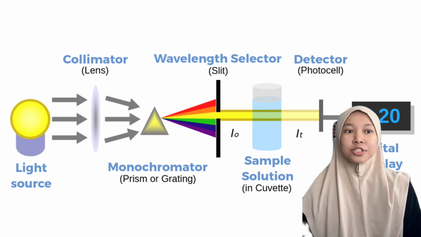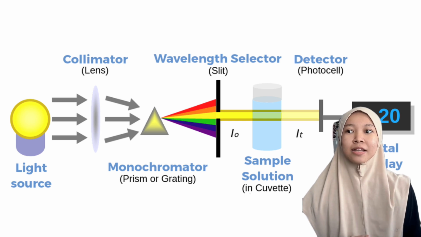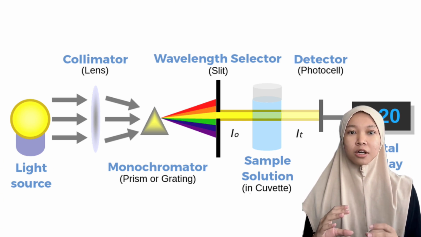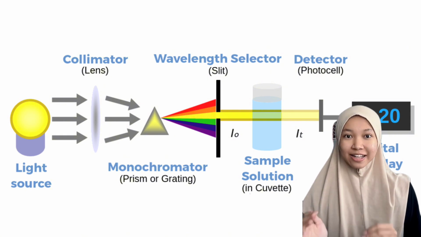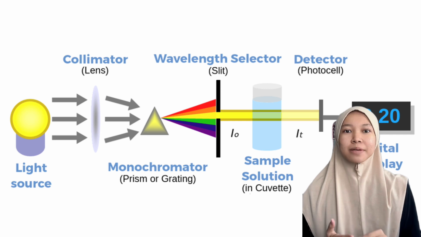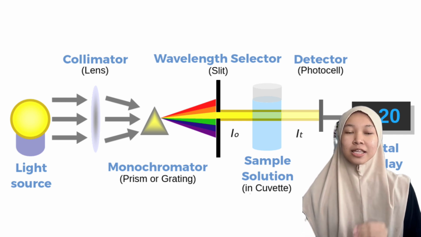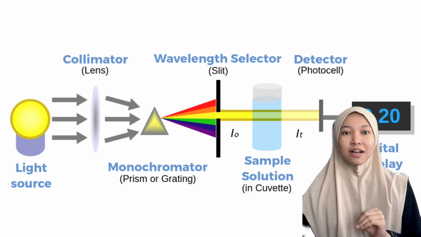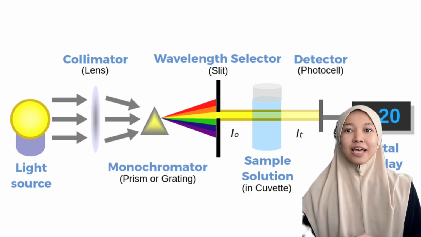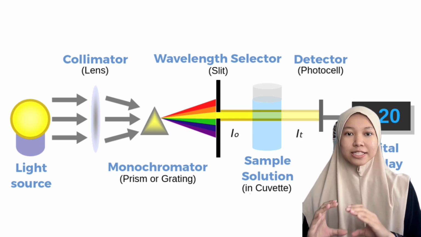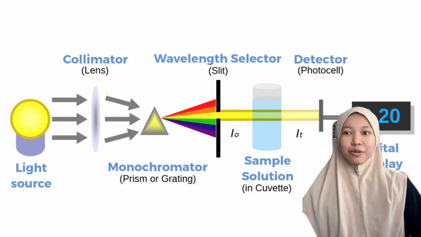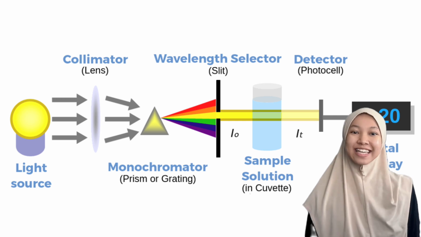So what happens at the sample is that the correct wavelength will be absorbed, or the light ray will be transmitted. It depends, but the concept is the higher the concentration, the less the light will be transmitted. Thus, this is called transmittance. And when the light is being absorbed, the electron will get excited and the wavelength will go like this. Okay, that is all from me.